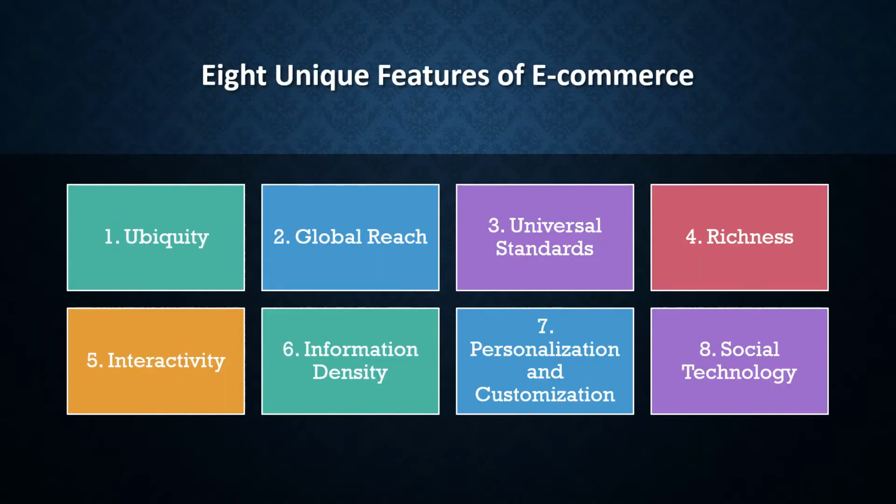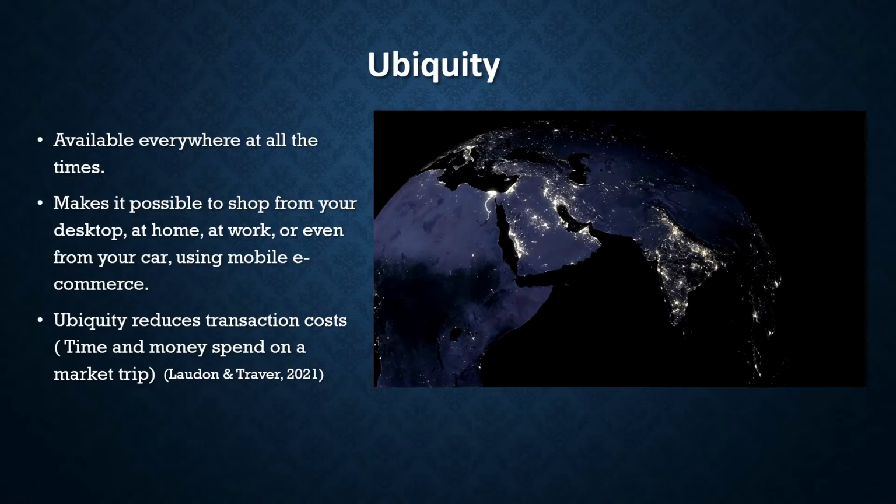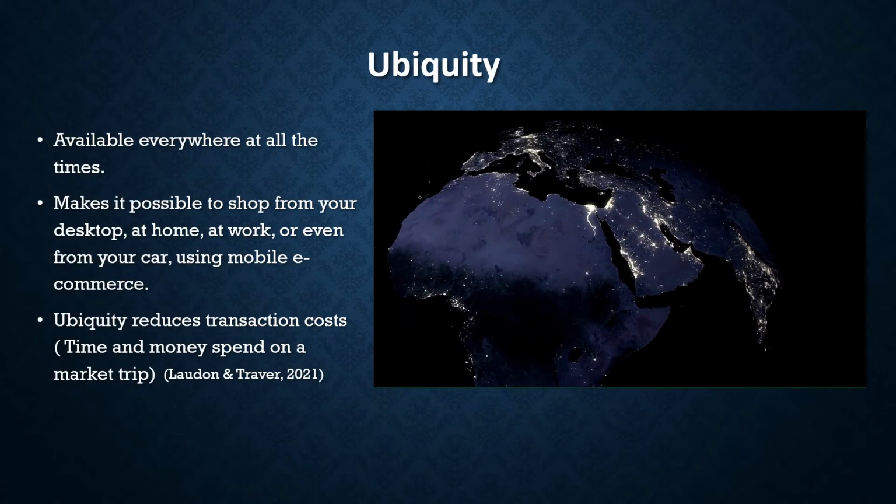Let's move forward with the 8 unique features of e-commerce. I just refer to the book, which gives us 8 unique features. The first one is ubiquity, second one is global reach, and then universal standards, richness, interactivity, information density, personalization and customization, and social technology. So these are the 8 unique features. I will go one by one and explain each and every feature. So let's go with the first one, which is ubiquity.